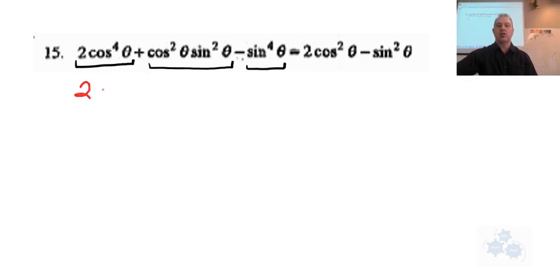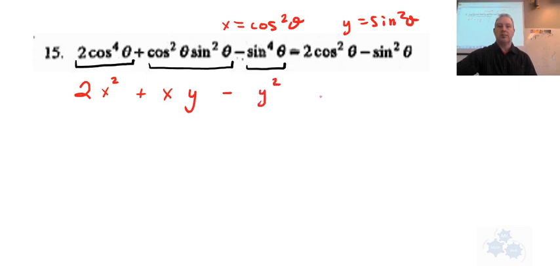Watch this. This would be like 2x squared if x was equal to cos squared theta. This would be like xy if y was sine squared theta. And then over here it would be minus y squared. So that's a bit of a quadratic, and yeah, we can factor this. We should be able to factor this into 2 binomials. Okay? So let's see if we can do that.